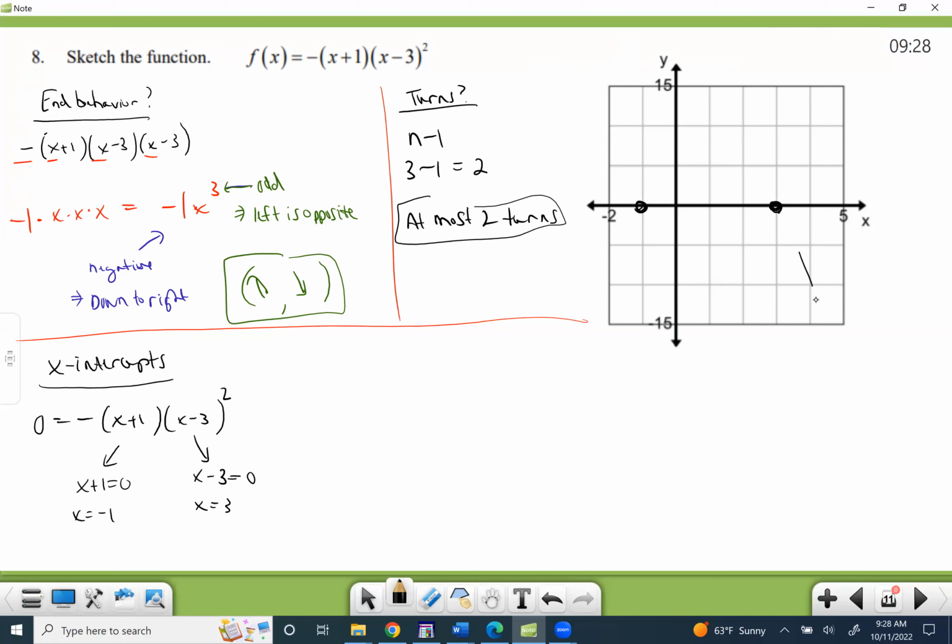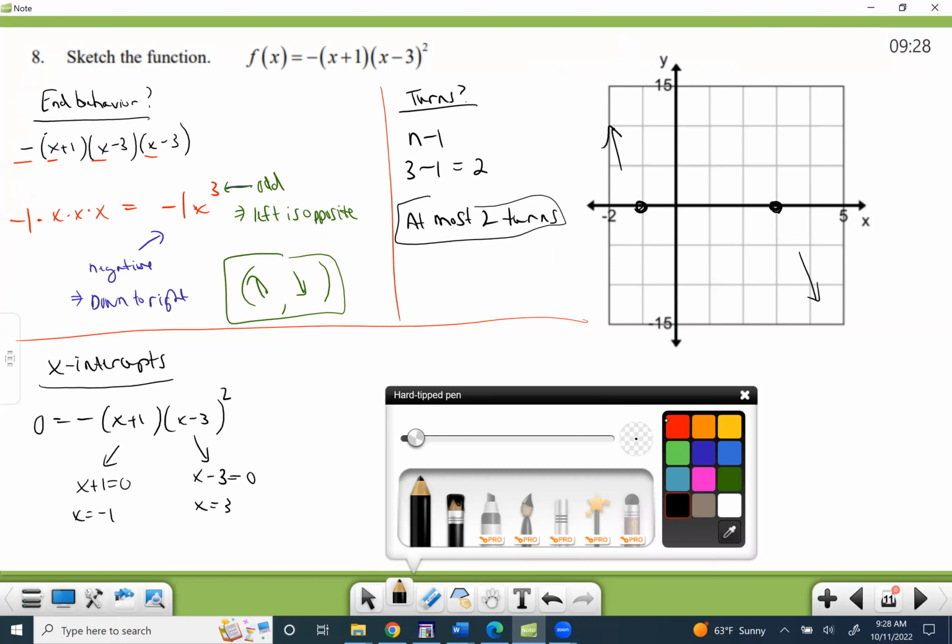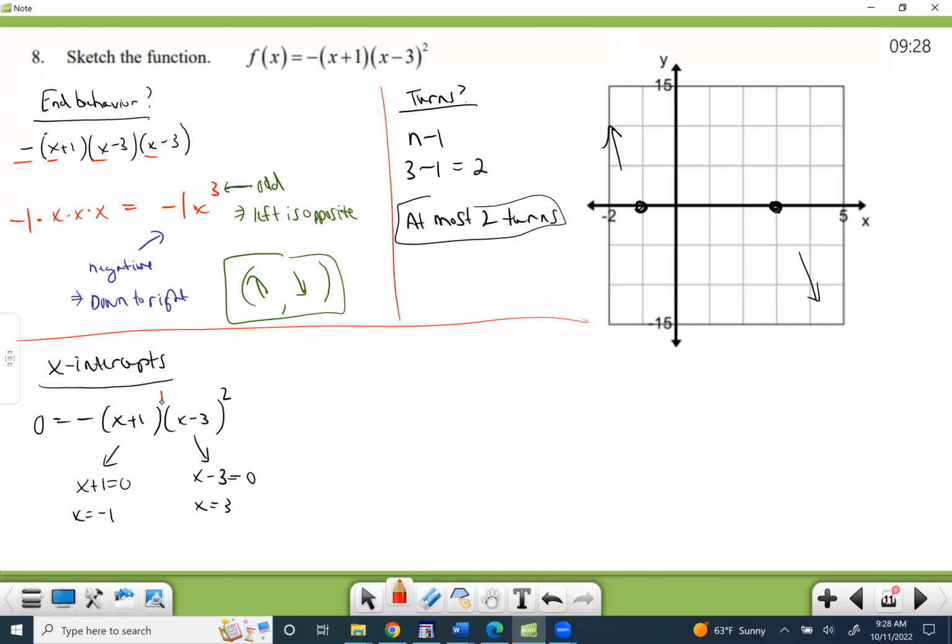We know it goes down to the right and up to the left. Now the multiplicity on these is 1 and 2. Since it's 1, that implies it's going to be a cross. And since this one is 2, that implies it's going to be a touch. Remember, even is a touch, odd is a cross. So at negative 1, I'm going to cross. And then at 3, I'm going to touch. Something like that.